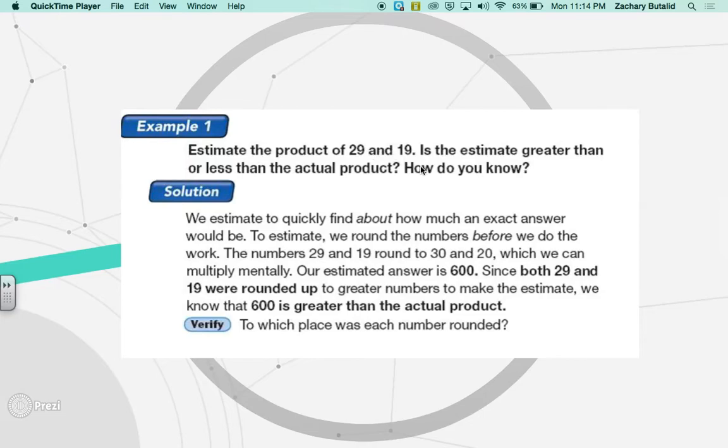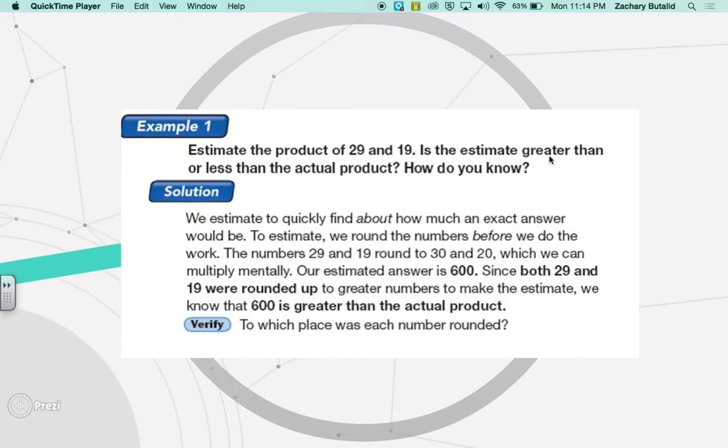That's a lot easier than having to do 29 times 19, where you do the whole multiplication algorithm. 9 times 9 is 81, put down the 1, carry the 8. In this way, we could do this most likely in our head. 30 times 20 is 3 times 2 is 6, and then add my zeros in, which is 600.